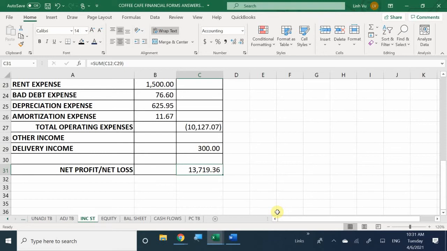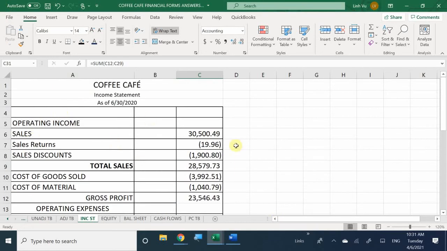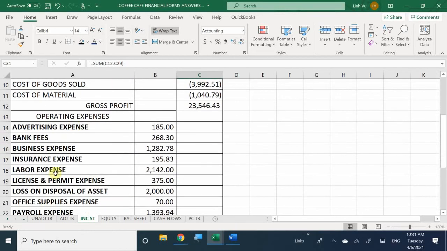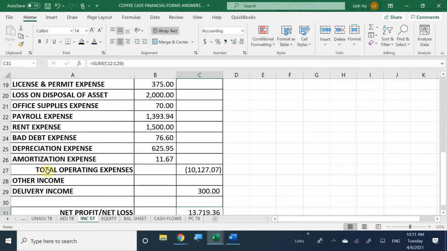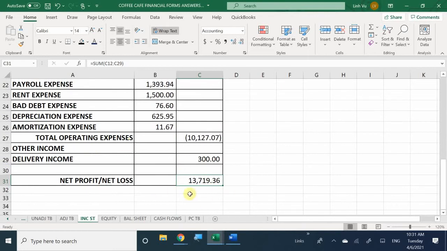So that's how you compute the income statement, right? All of your revenues or all of your sales, counter out all of your cost of goods sold and cost of material, counter out all of your operating expenses that occurred that month, add any other income, and you should be able to calculate your net profit or net loss. Okay, any questions so far?